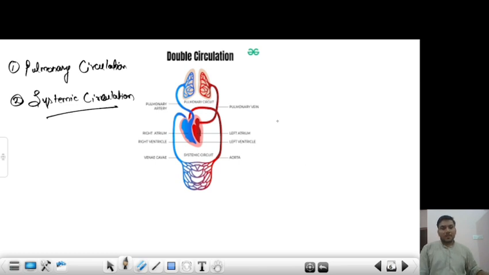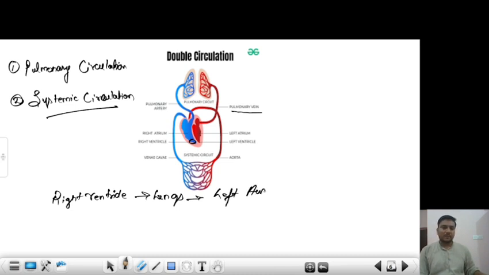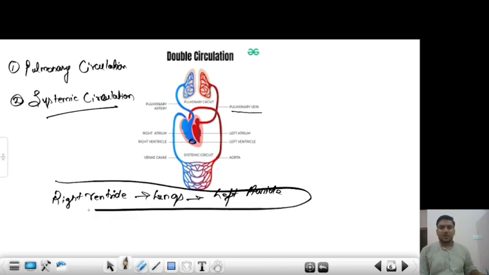Pulmonary circulation starts from the right ventricle to the lungs, and from the lungs the blood comes to the left auricle after purification. So, this is pulmonary circulation.